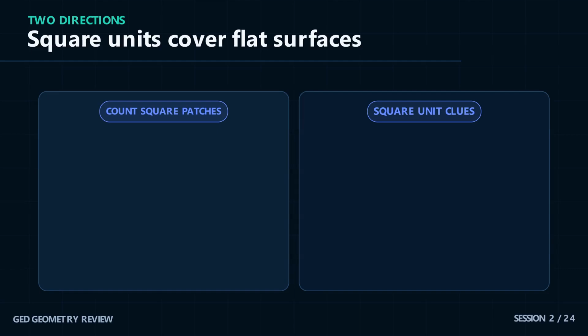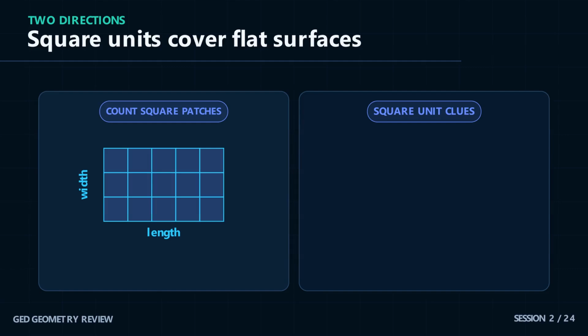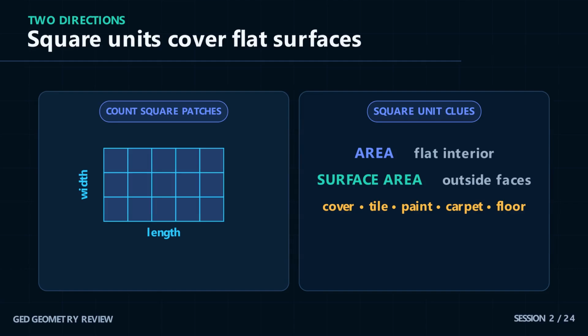Square units measure a flat surface. Area covers the inside of a 2-dimensional shape. Surface area covers the faces on the outside of a 3-dimensional solid. Both use square units because each piece of surface has 2 dimensions, length and width. You may see square feet, square meters, or square centimeters. Watch for the words area, surface, cover, tile, paint, carpet, and floor. The small superscript 2 is part of the answer.